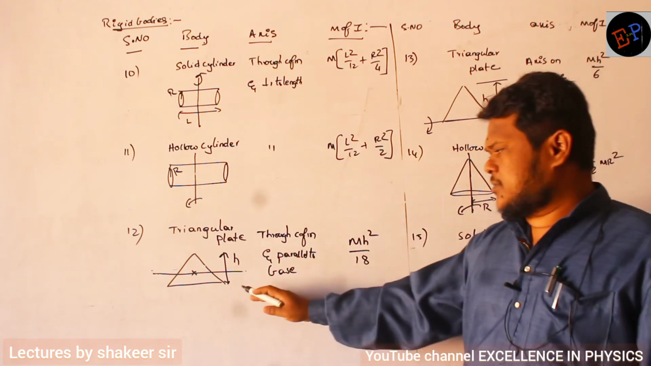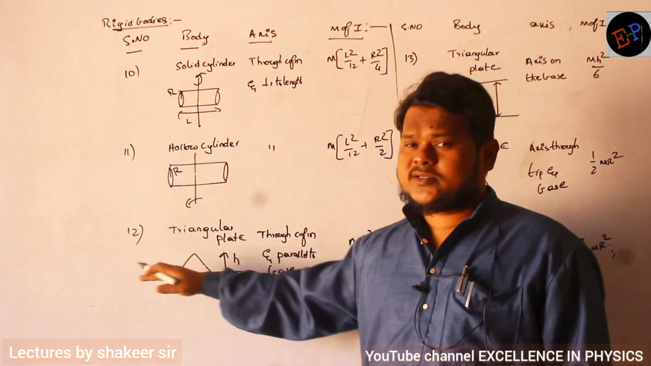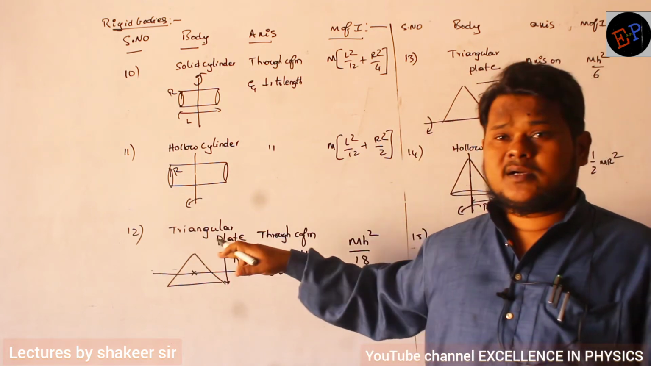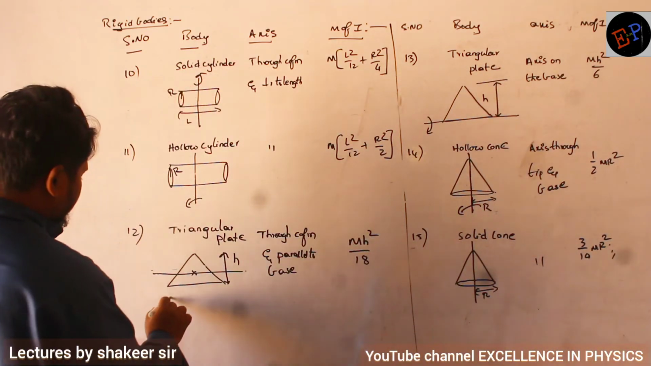And this is a triangular plate. In this triangular plate, the axis passes through the center of mass of the triangular plate. Triangular plate means this is a triangular lamina.